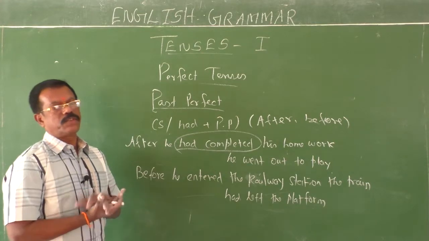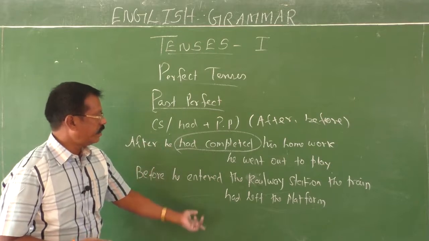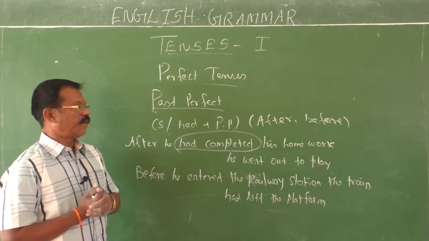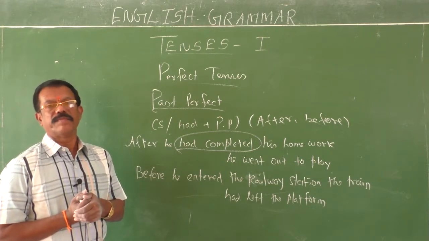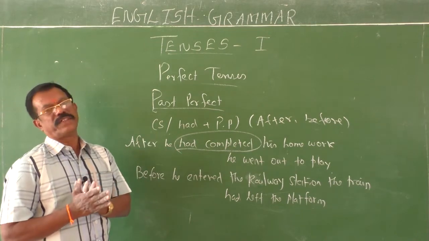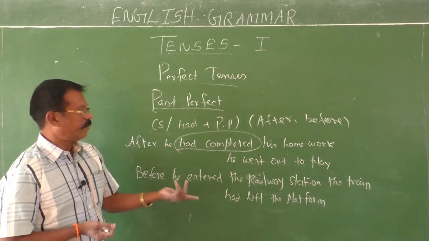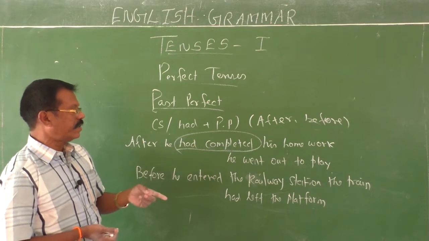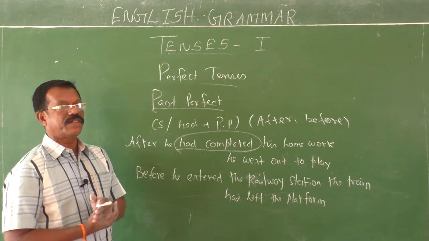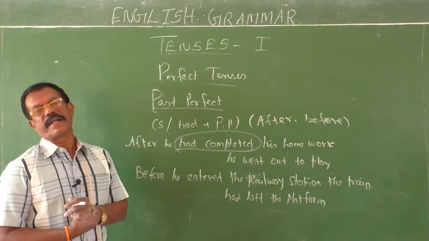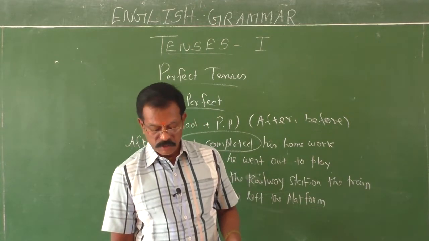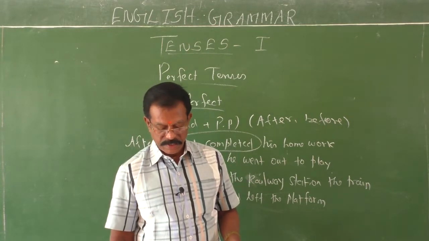Here also you compare two past actions. One is reaching the station or entering the station. Another one is the train leaving the platform. Here which one took place first? The train left the platform first. Then only you reach the railway station. Therefore the first completed action, the train had left the platform, is expressed in the past perfect, and the second one is expressed in the simple past. So in this way, past perfect tense is always associated with the past tense.